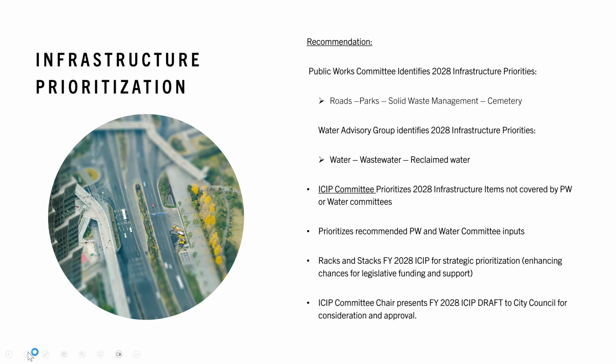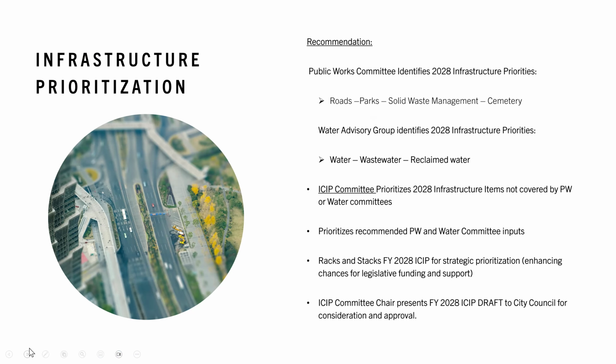This is the city manager's recommendations. Okay. These are recommendations. I'm the city manager. I'm just recommending. I recommend that the Public Works Committee identifies the 2027 and 2028 infrastructure priorities, meaning Public Works Committee is already working on prioritizing roads and things like that. I believe that as a committee, they should crunch the roads, the parks, solid waste management, and cemetery issues and prioritize those based on their expertise.